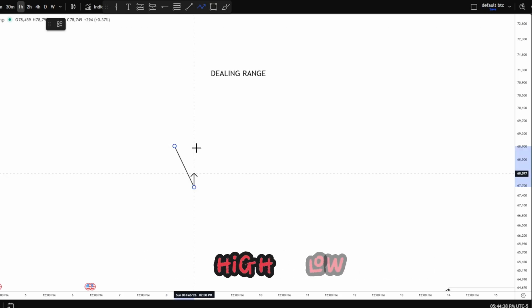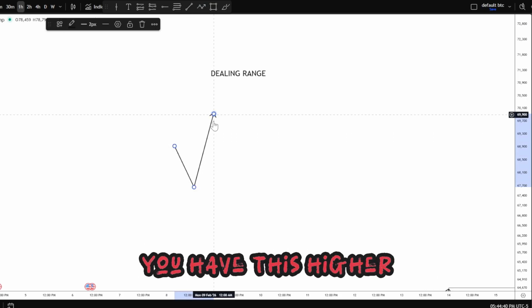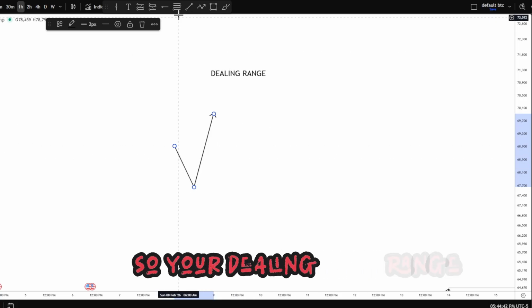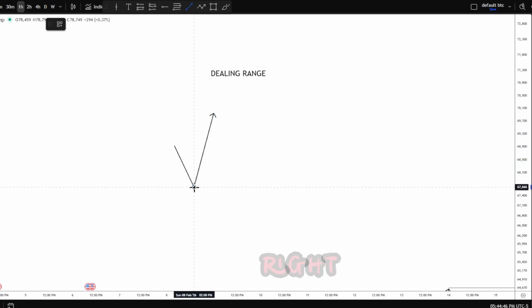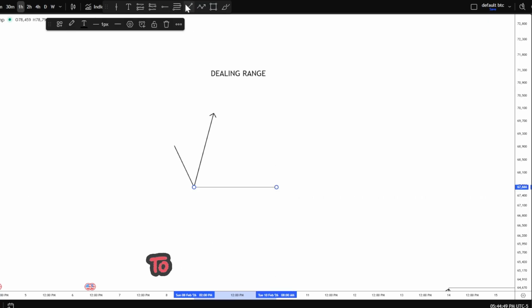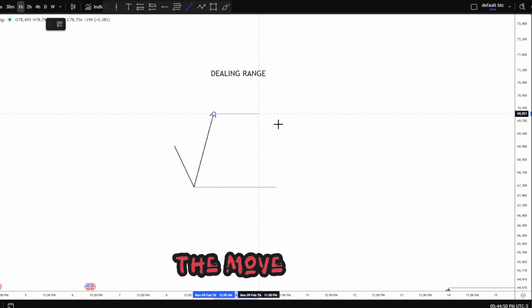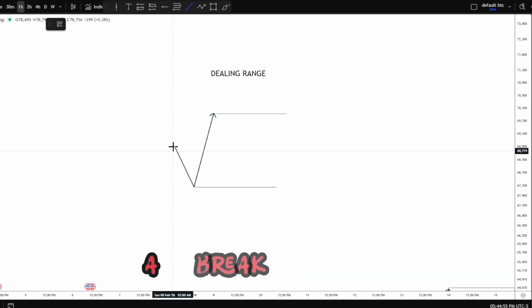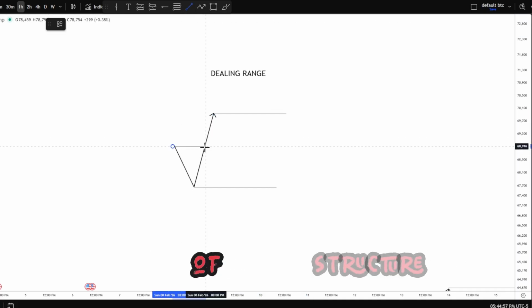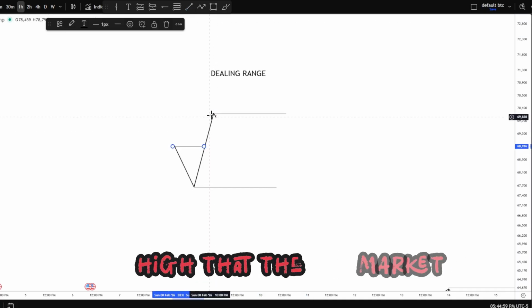When you have your high and low, you have this higher high right here. Your dealing range starts from the beginning of this low right here to the highest point the move got to before retracing. So obviously we have a break of structure, right? We have a break of structure. So we have this high that the market got to.